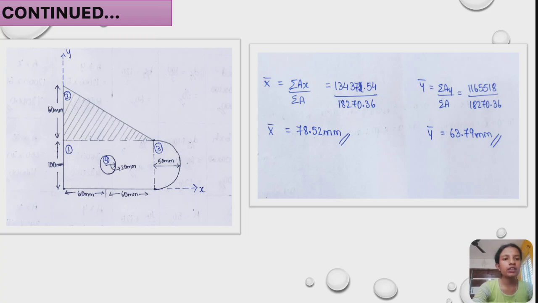At last, we have to calculate x bar. X bar is given by the formula summation of AX divided by summation of area, that is 1,43,372.54 divided by 18,270.36, which gives 78.52 mm. Y bar is given by the formula summation of AY divided by summation of A, which equals 11,65,518 divided by 18,270.36, which gives 63.79 mm.